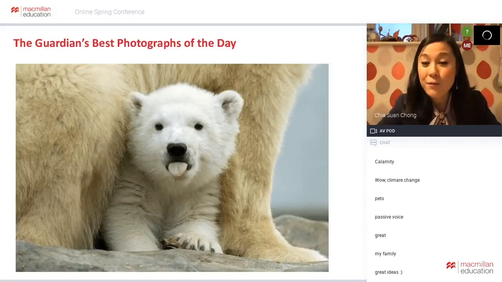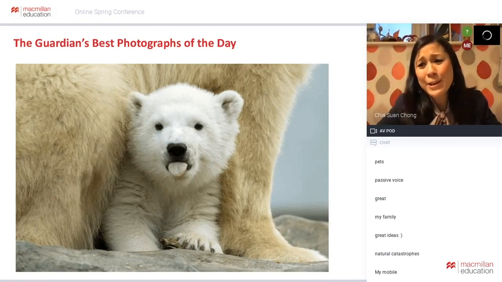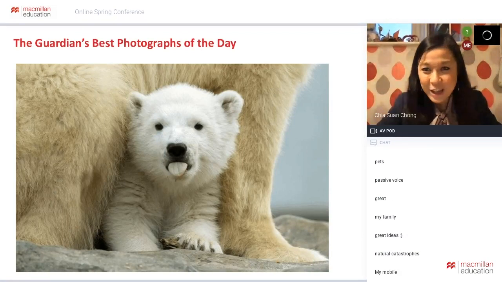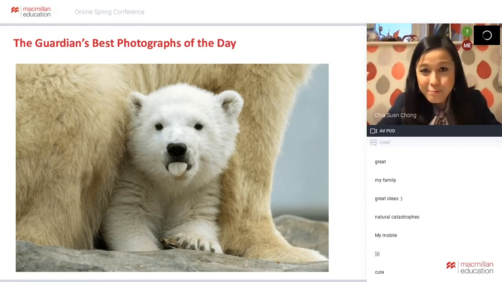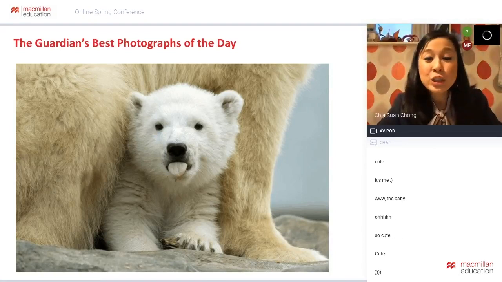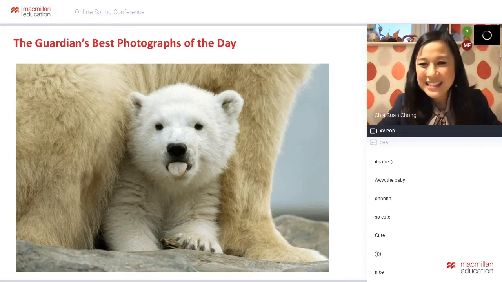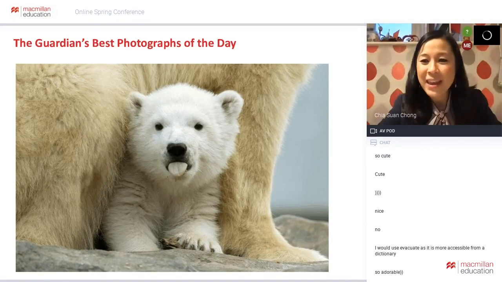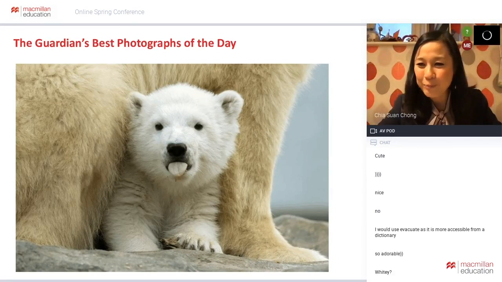Here's another example of photos from The Guardian's best photographs of the day. A really cute photo. We all love looking at cute animals. This baby polar bear was born. I'm not sure if you are following the news. Yes, really cute little baby. And do you know what they named him? Any guesses as to what they named this baby polar bear?